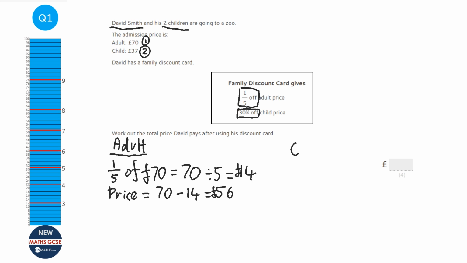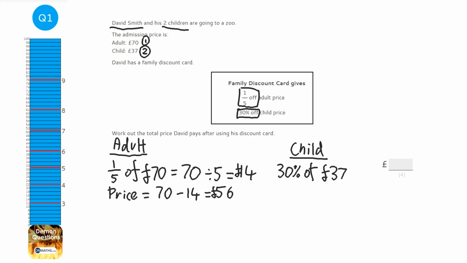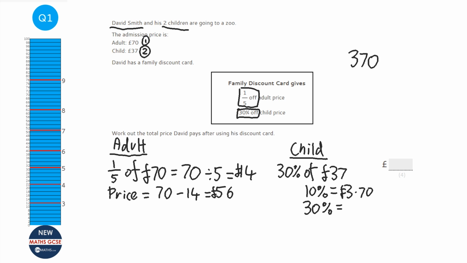Let's do the child price. Okay, so it's 30% off the child price. So we want to do 30% of £37. Okay, let's do the equals down here to give us some room. Well, I know that 10% is going to be £3.70, and then I need to times that by 3. I could do it in pence and then just times that by 3. So 370, and then I can just do times 3.